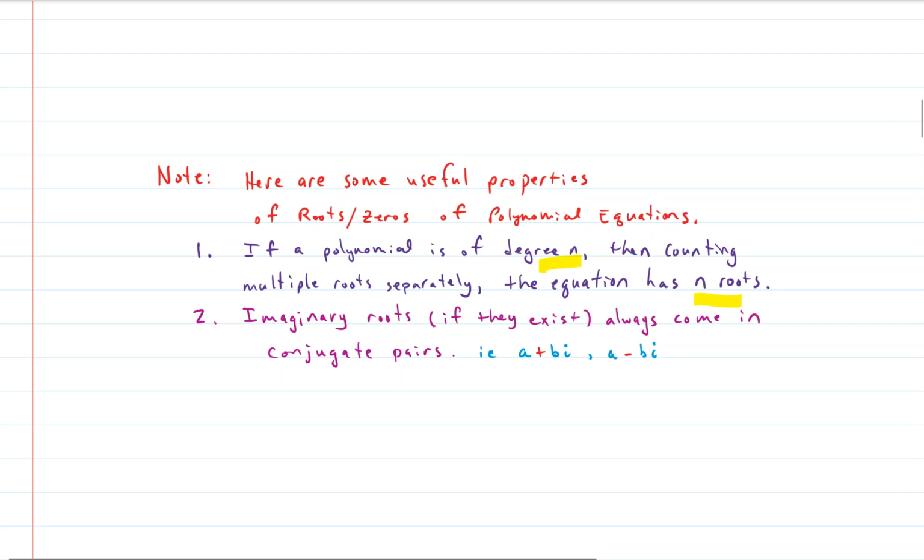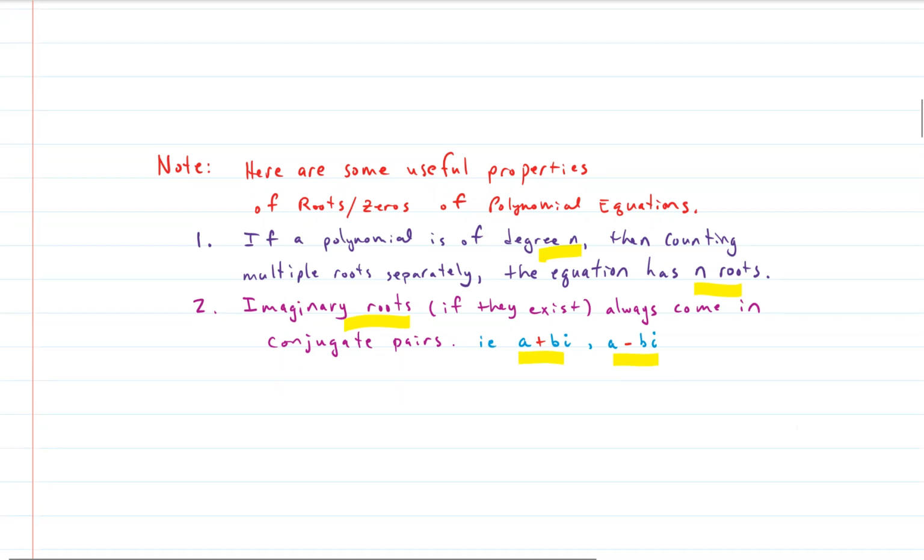Which is kind of cool. I mean, we know going into it how many we should be looking for. And if we happen to have imaginary roots, they always come in complex conjugate pairs, so a plus bi and a minus bi. They always come in pairs of 2, conjugate pairs. So let's keep both of those in mind.